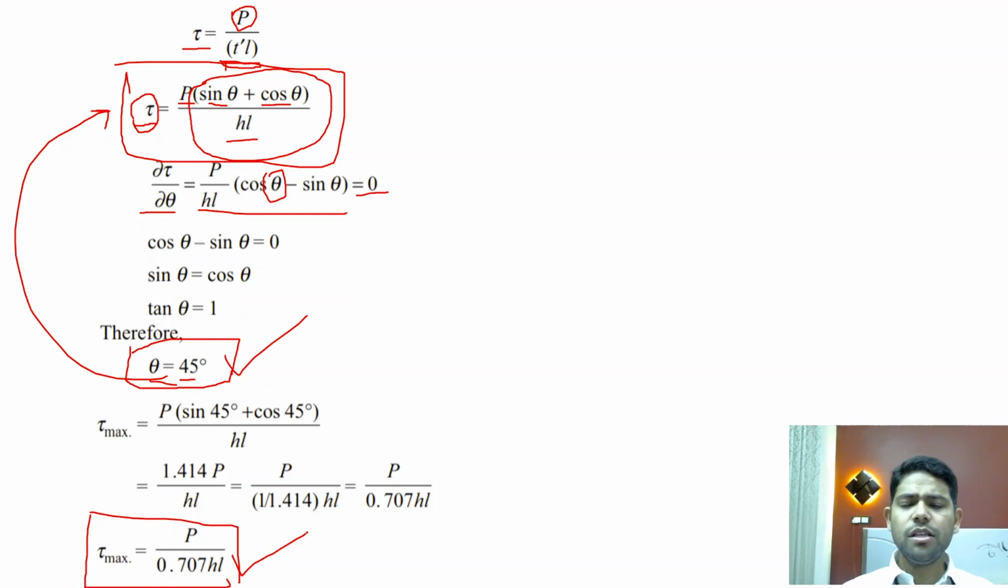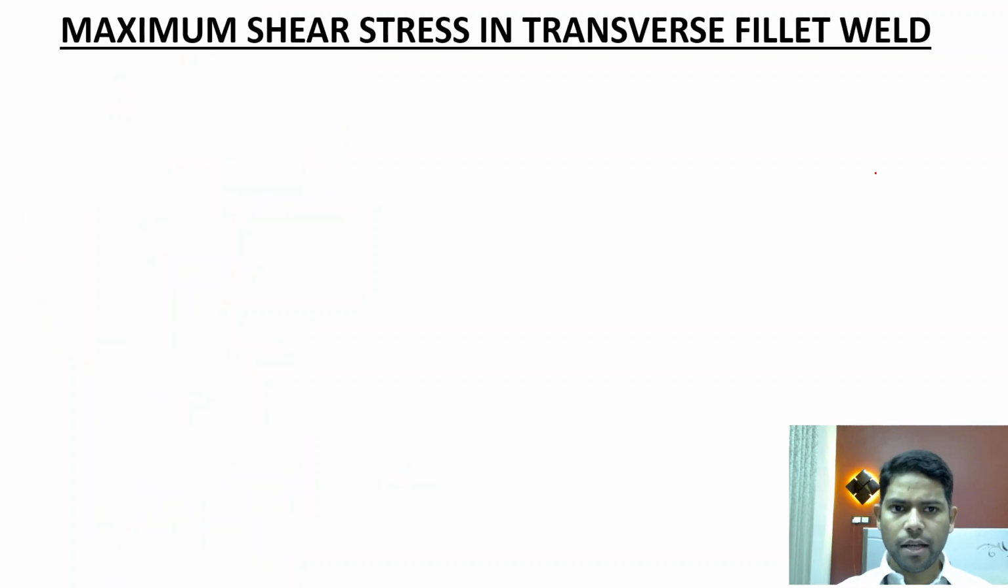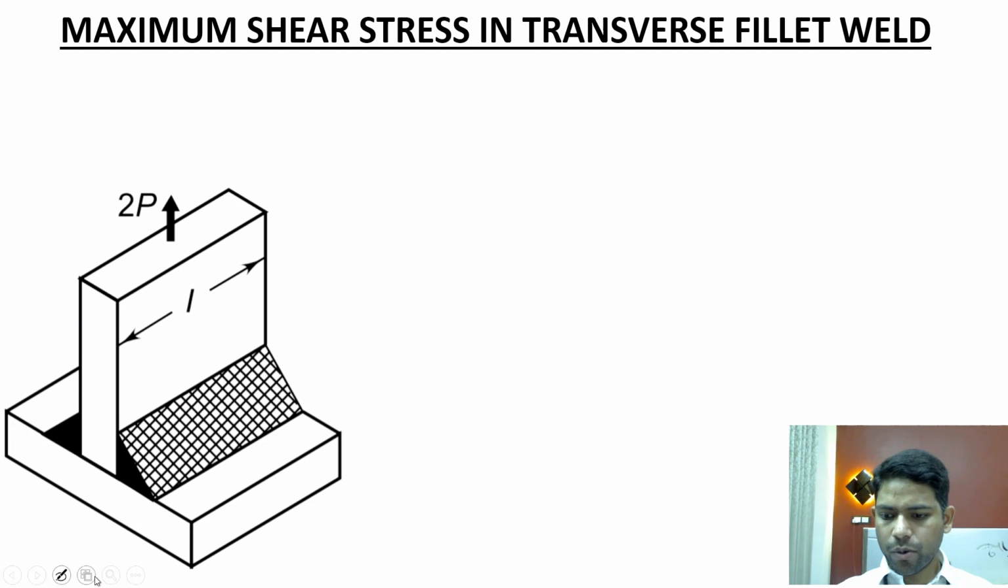Okay, so all these calculations are only valid for parallel fillet weld. For the transverse fillet weld, we have to approach in a different way. Now we will try to derive the same for the transverse fillet weld. The figure here shows you a transverse fillet weld, or double transverse fillet weld. This is your first and this is your second transverse fillet weld.